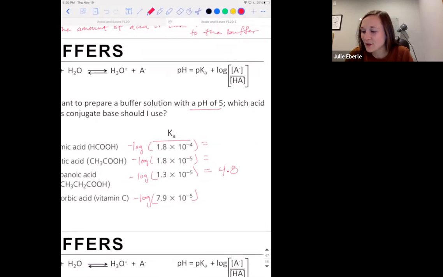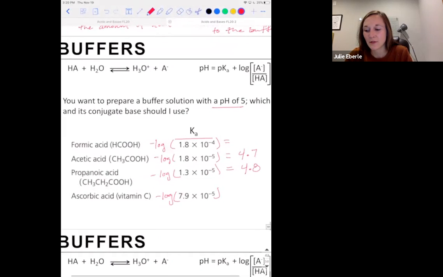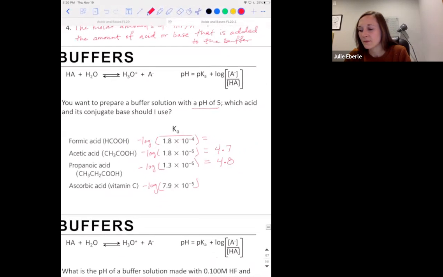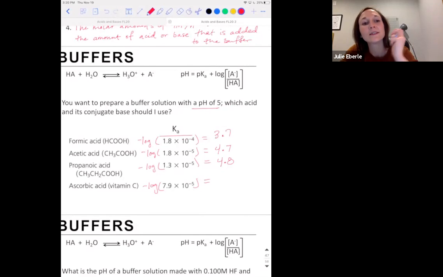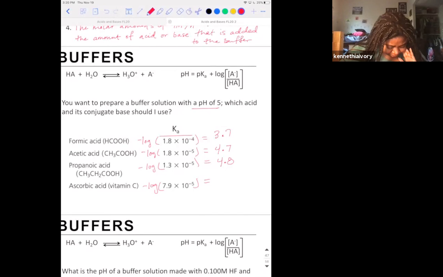That's right. What was it for formic acid? I think this one's 4.7. Formic, the first one. I messed up. Yeah, 3.74. Okay, what about ascorbic acid? 4.1. Okay.